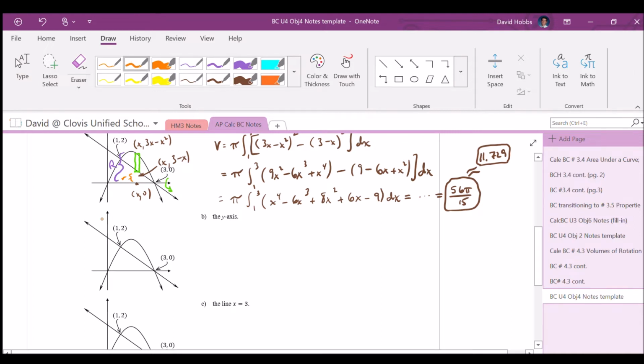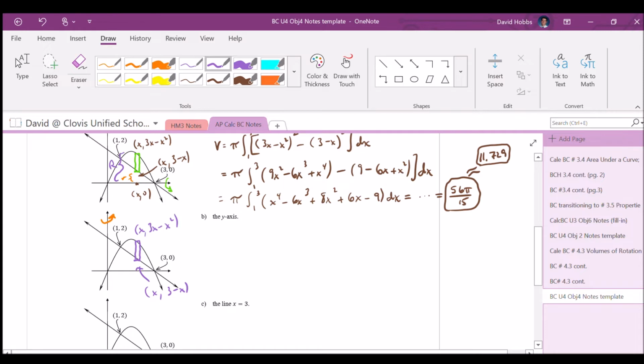Okay, so going about the y-axis. Now it's the same region. We really don't want horizontal rectangles here. Horizontal rectangles are not a good situation for us. Now, the rectangles are still vertical rectangles, so everything's still in terms of x's because we've got little delta x's. So it's still x comma 3x minus x squared, and also x comma 3 minus x.